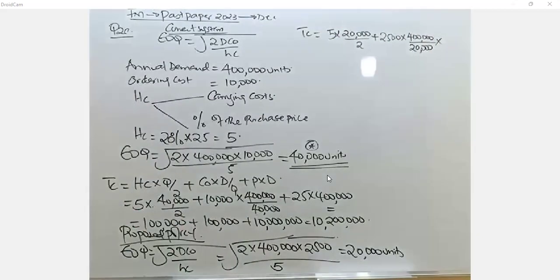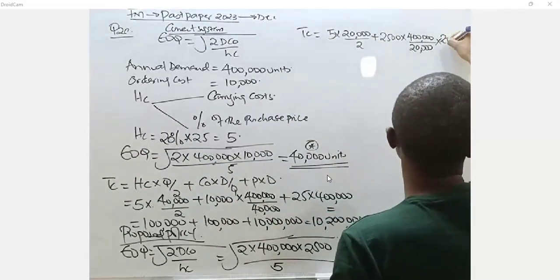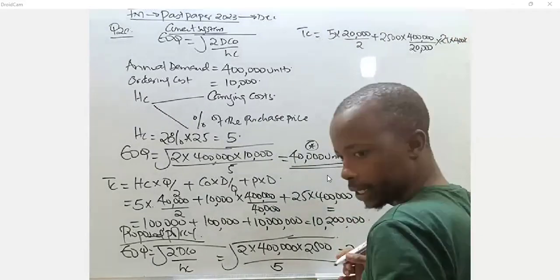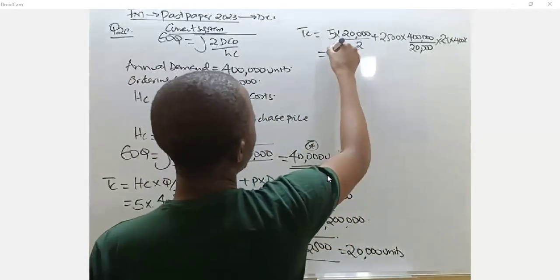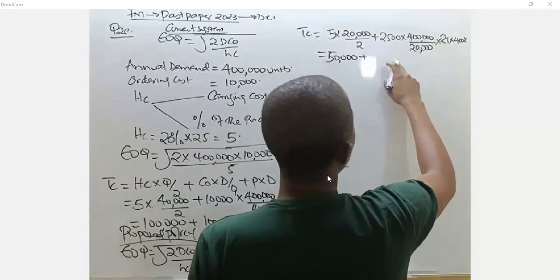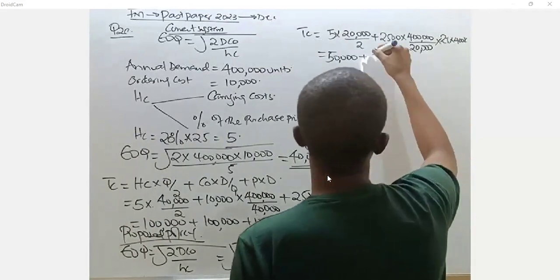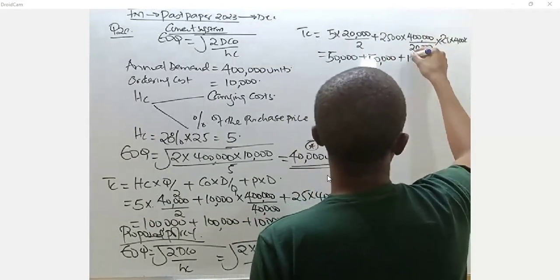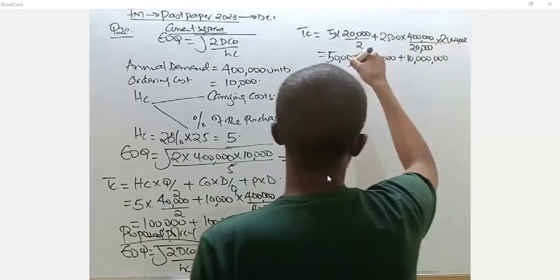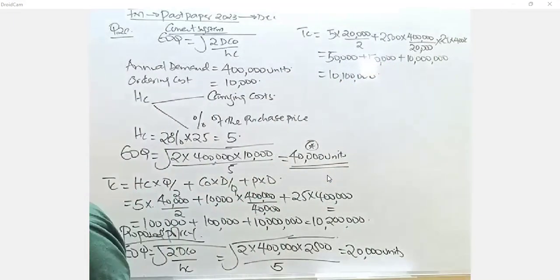How much is the proposed purchase price? The purchase price, we have been told, is 25 still. 25, I don't know whether you'd be able to see 400K there. So how much would this one be? The first one I can see is around 50,000, plus this one, 20. So 20 there should be giving us 50,000 plus 10 million. So this one is giving us 10,100,000, right?